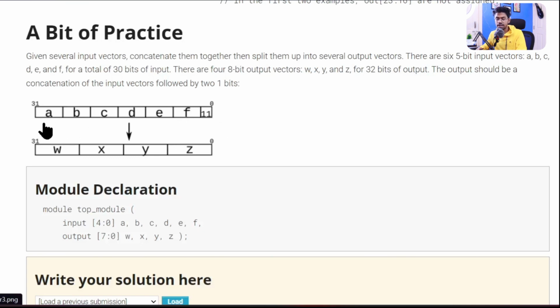These are not hexadecimal, these are just variables, or you can say any data type, right? And here they are explaining that you have a 5-bit input vector, from A to F. So that means our A is a 5-bit binary number.